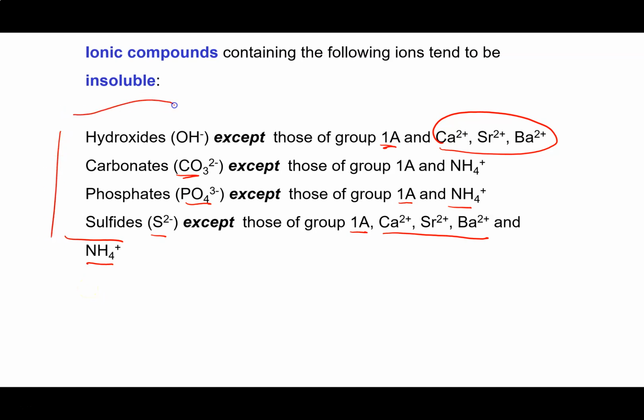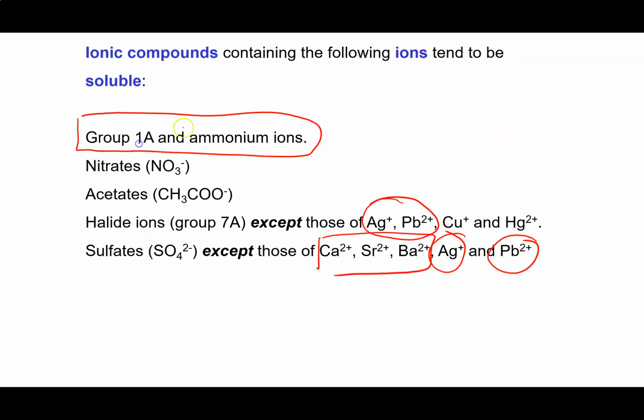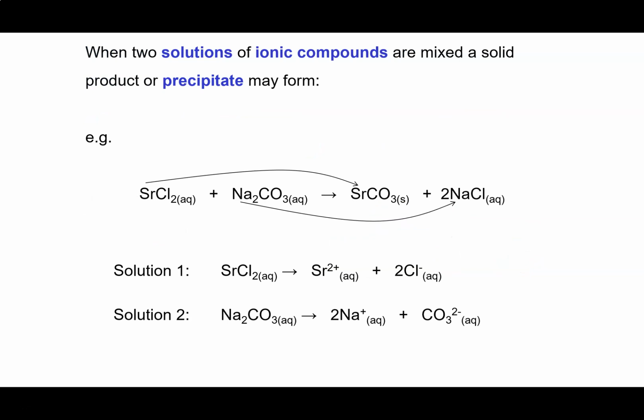And then we had group 1A, ammonium, halides, or we can just go back to it. Group 1A, ammonium, nitrates, acetates, halides, and sulfates tend to be soluble. Okay.